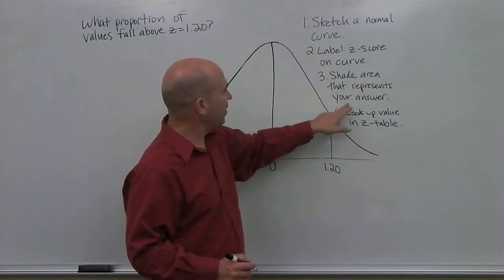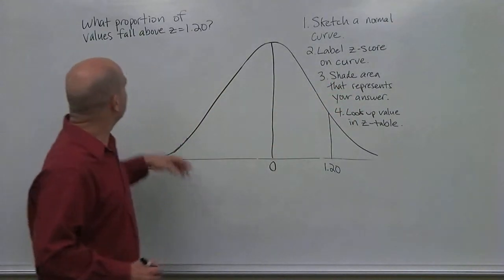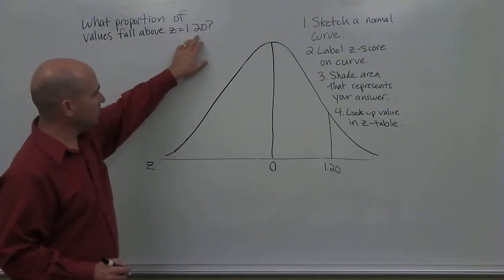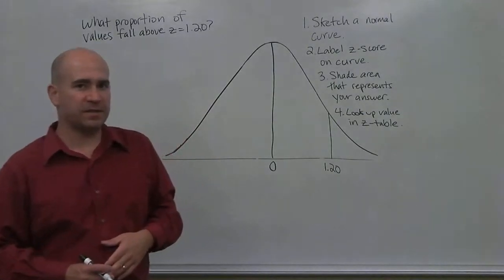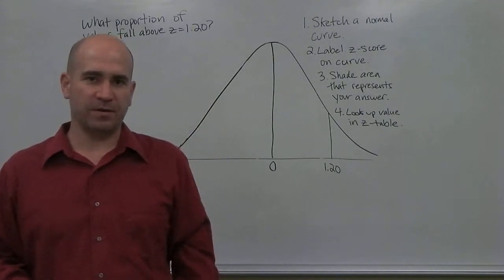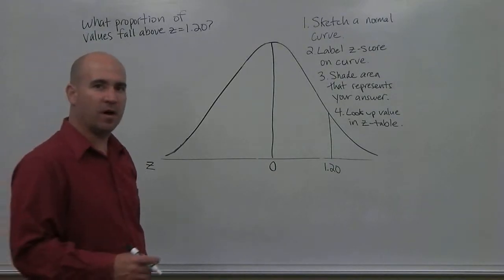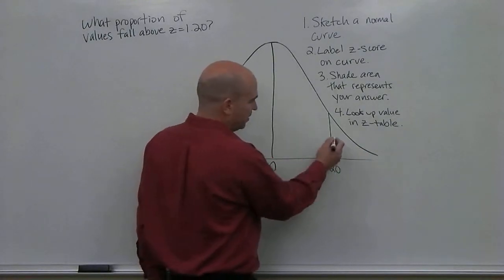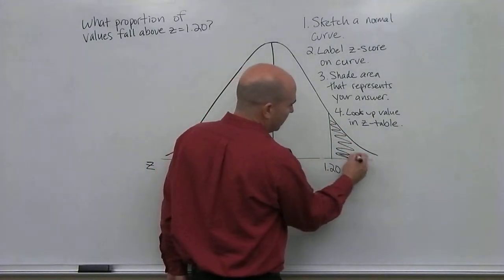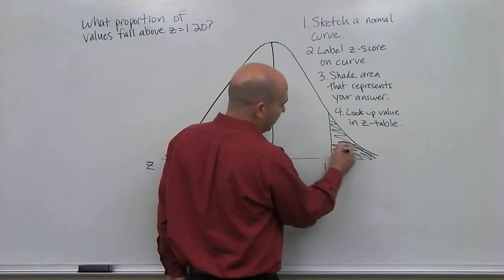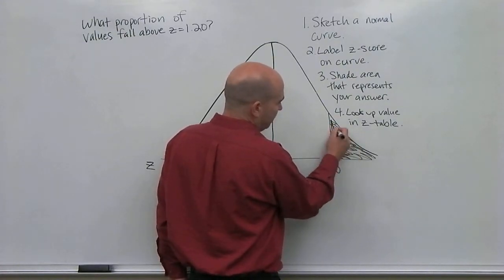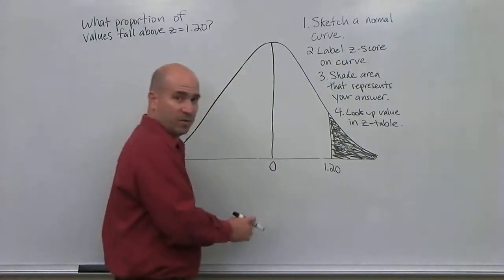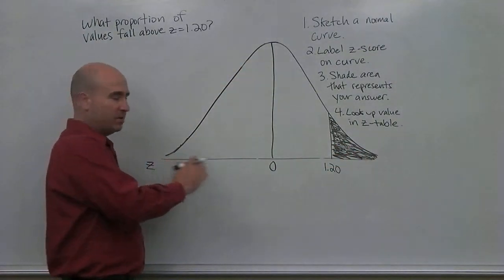Next, I want to shade the area that represents your answer. So what proportion of values fall above a z of 1.2? Notice that's saying above 1.2. What values fall above 1.2? So that's this way, right? So I'm going to shade over here, and that's going to tell me that my answer is in this area of the curve, as opposed to, for example, over here. I don't want it over here.